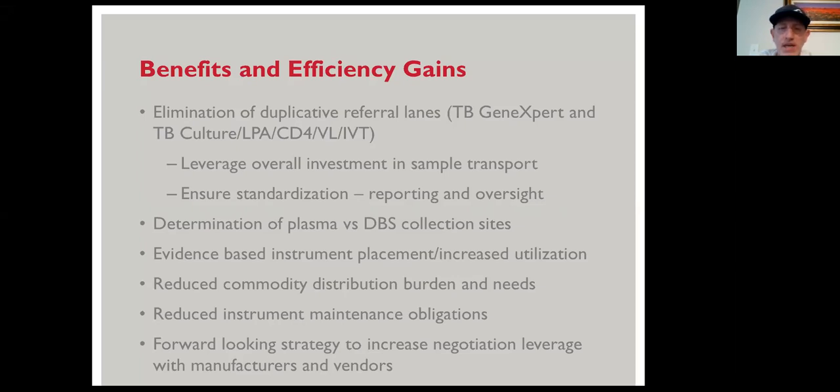And I think more recently what we've seen is if we have an evidence-based optimization strategy with clear testing volumes delineated at each testing facility, it actually gives us better negotiation leverage with manufacturers when it comes to pricing negotiations, and developing strategies a little more comprehensively with some of the service providers that we're working with across the countries.